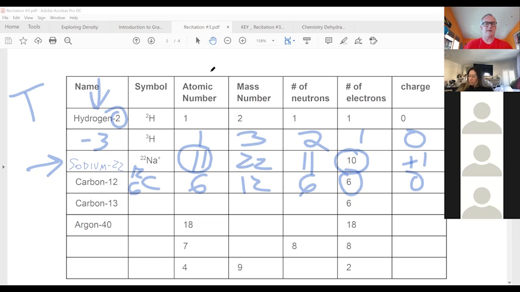Let's go through the same thing. What would be the symbol for carbon 13? 13C. Yep. And we can put the 6 there if we wanted. So its atomic number is 6. Mass number? 13. Neutrons? 7. And what about the charge on that one? Also 0. Right.